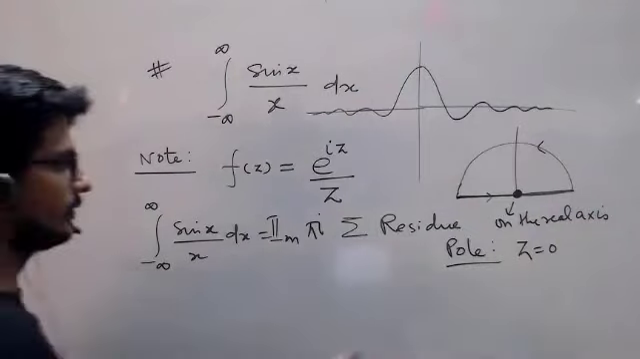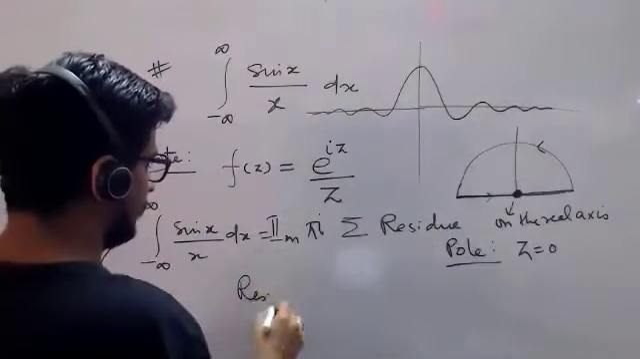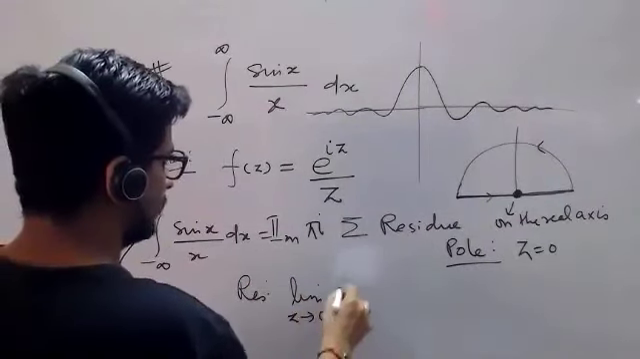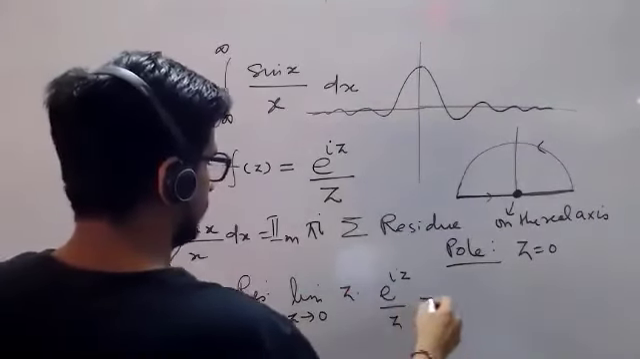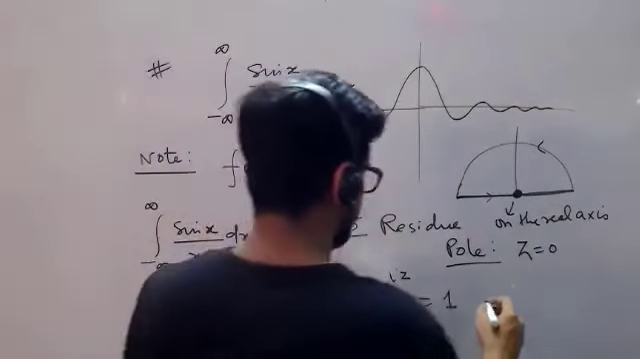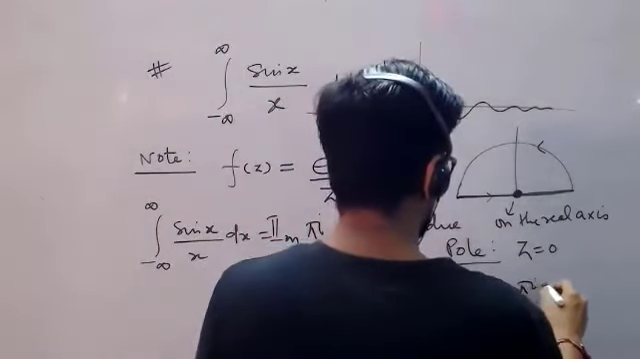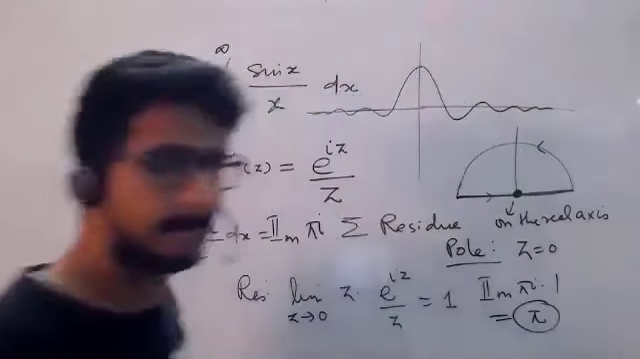So z equal to 0 is a pole. What is the residue? The residue will be the limit as z tends to 0 of z f(z), which will be 1. So the answer will be the imaginary part of pi i into 1, which is equal to pi. So the answer is pi.